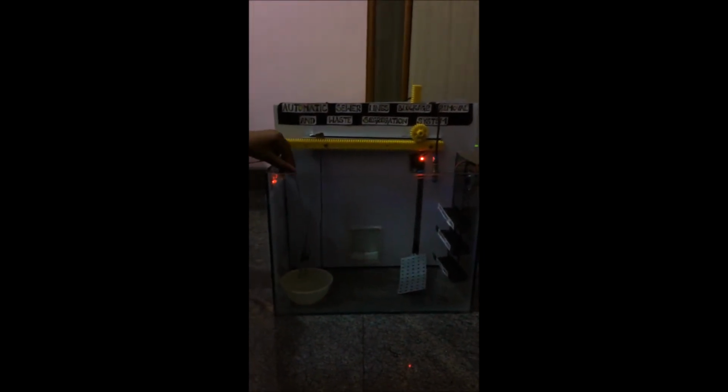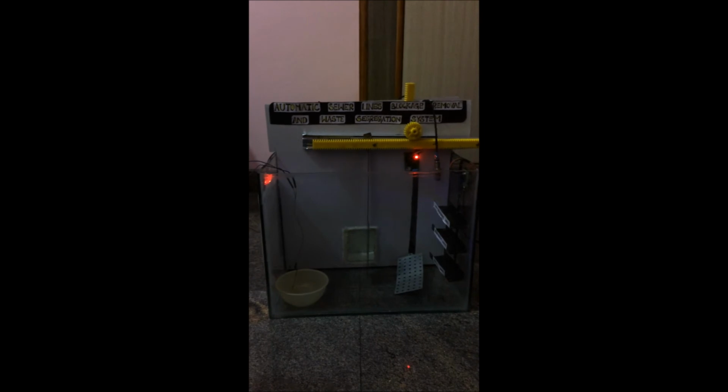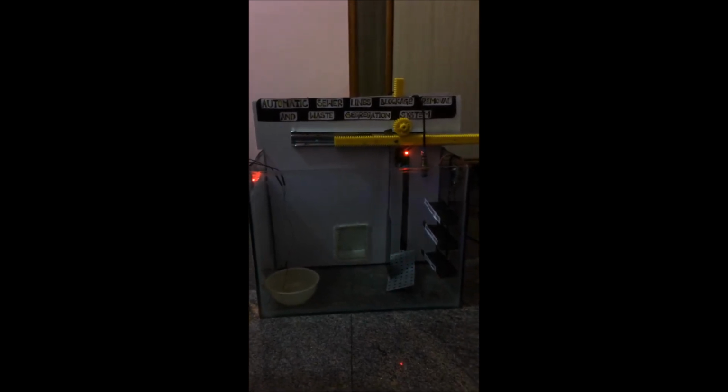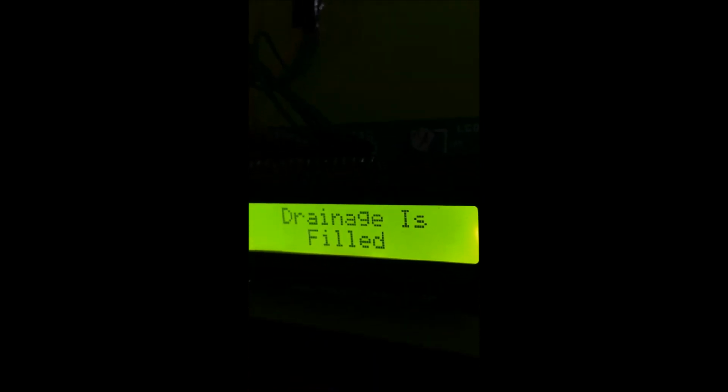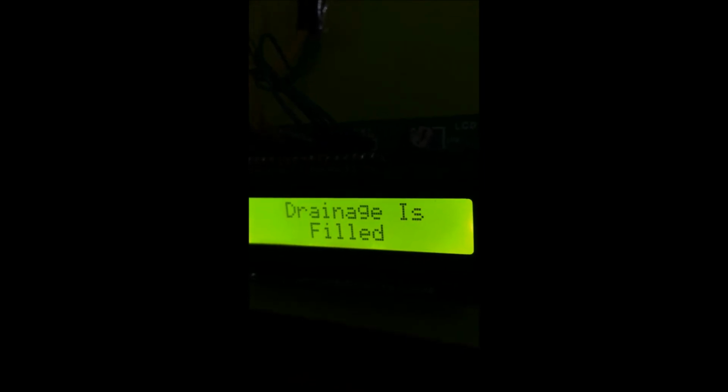the water level rises. This rise in water level is indicated using the water level sensor. The water level sensor indicates it. The wiper blade is used to wipe out the accumulated solid waste. The LCD indicates the drainage is filled and waste is to be accumulated.